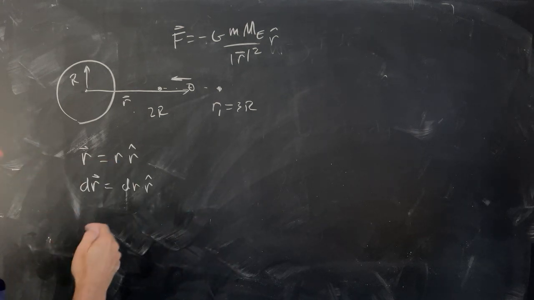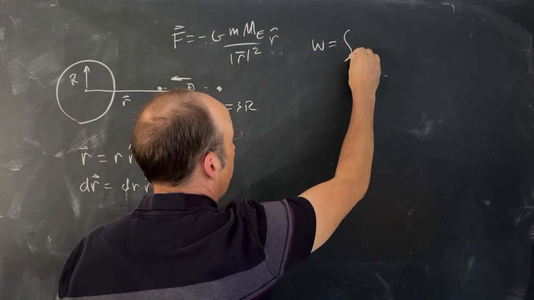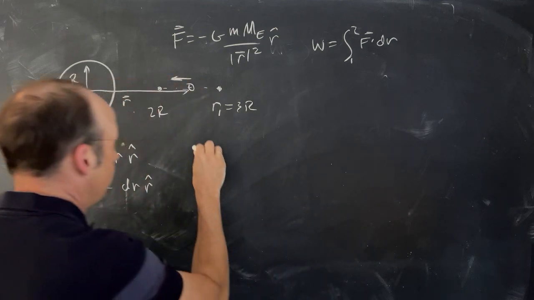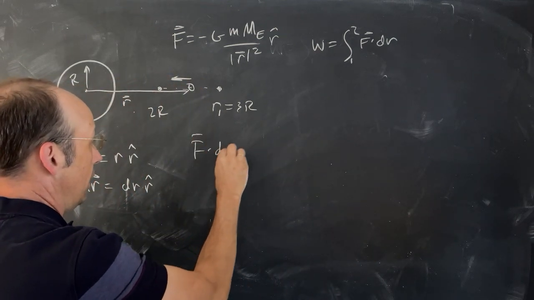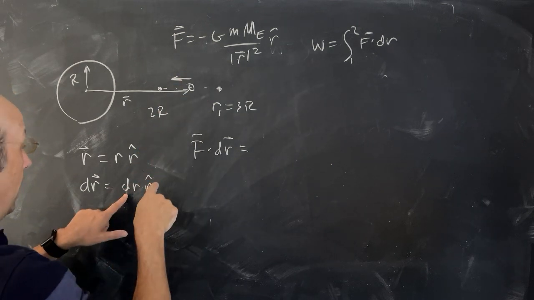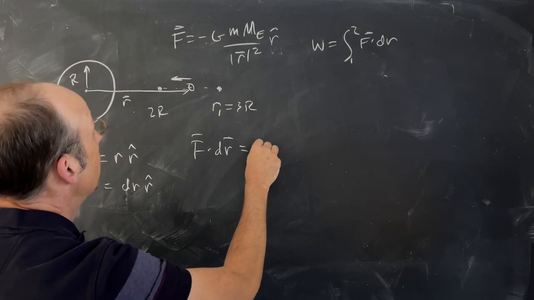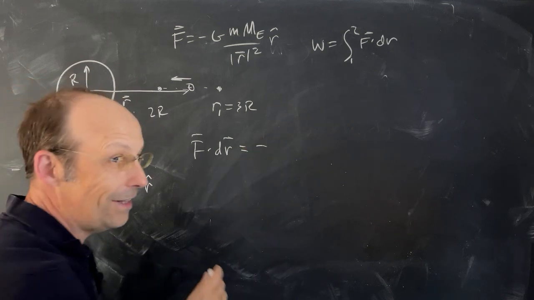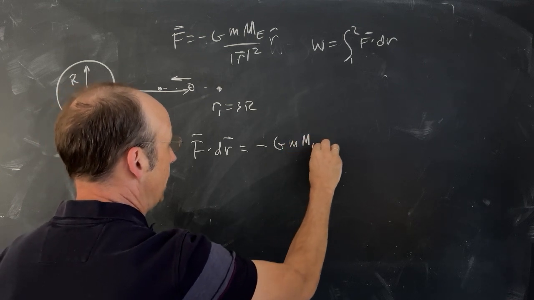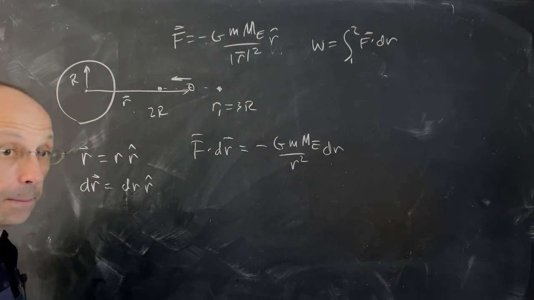So now we need to calculate our work. So remember, work is the integral from point 1 to point 2 of F dot dr. So let's do F dot dr. F dot dr is going to be equal to this force dot that. And you'll notice that they're both in the r hat direction. So I just get negative, I've made this mistake before, so I'm stopping for a second. Negative G m mass of the Earth over r squared dr, a scalar value.